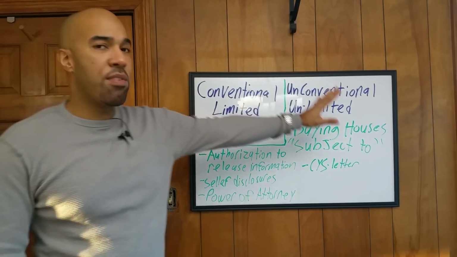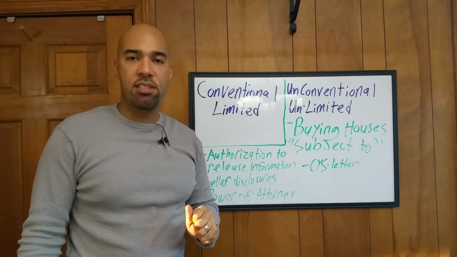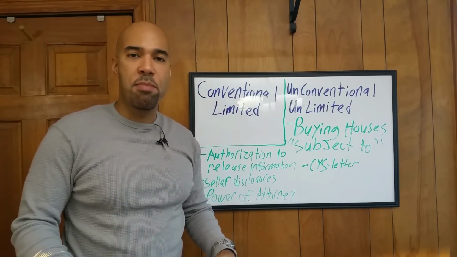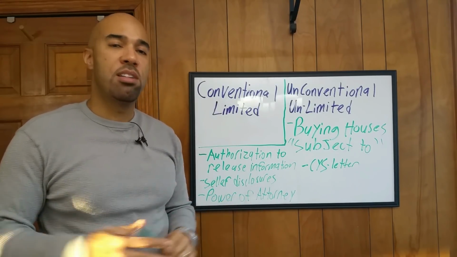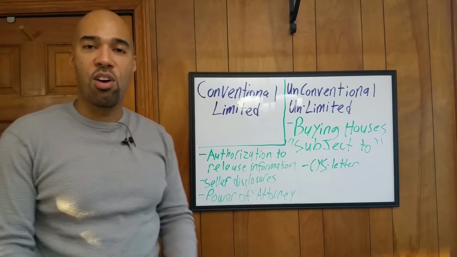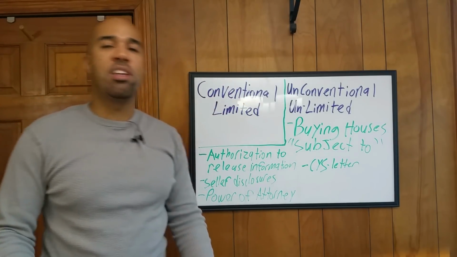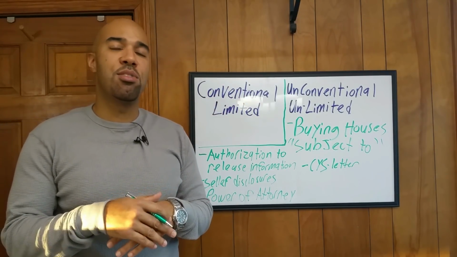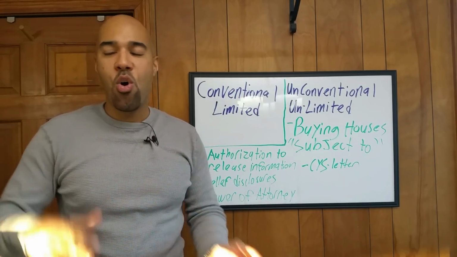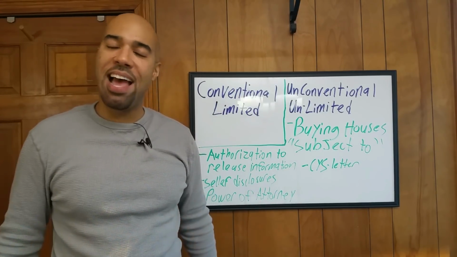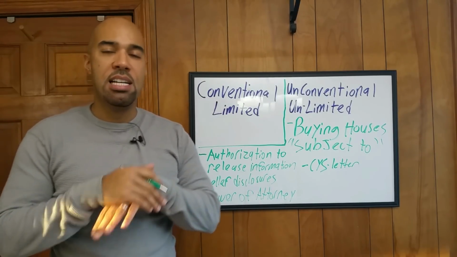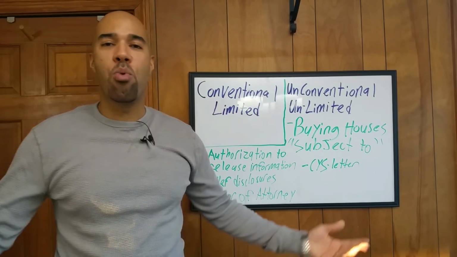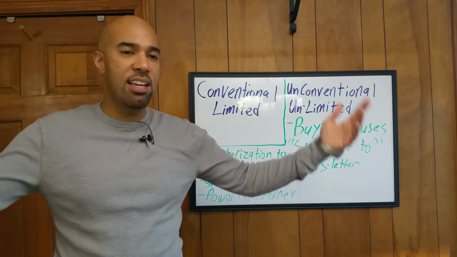So this is on an unconventional side, unlimited, guys. You can buy an unlimited amount of houses if you're buying them subject to. Conventional, you're going to get a loan. The powers that be are only going to allow you to create so much wealth with their money. It's just not going to happen, guys. I've been there. I've seen guys rolling 3-4 houses, then all of a sudden they stink. No one will extend their credit. They can't get any more money.